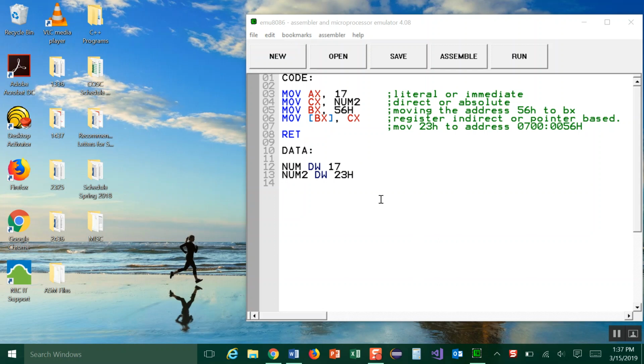Let's look at this program. This program is also in the lecture notes. This is talking about the 3 different addressing modes. We have 3 of them. One is called literal or immediate. One is direct or absolute. And one is called register indirect or pointer based.